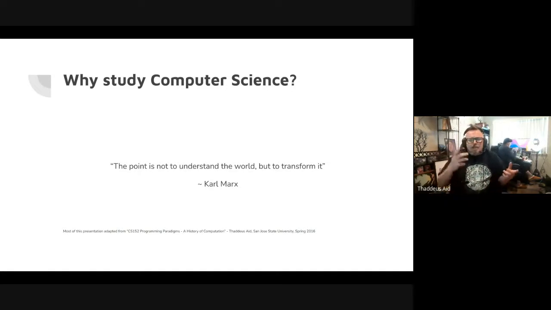Most of this presentation, I have to admit, I stole from a lecture that I used to give at San Jose State. It is, however, changed from programming paradigms to computation in regards to the modern distributed computational model.